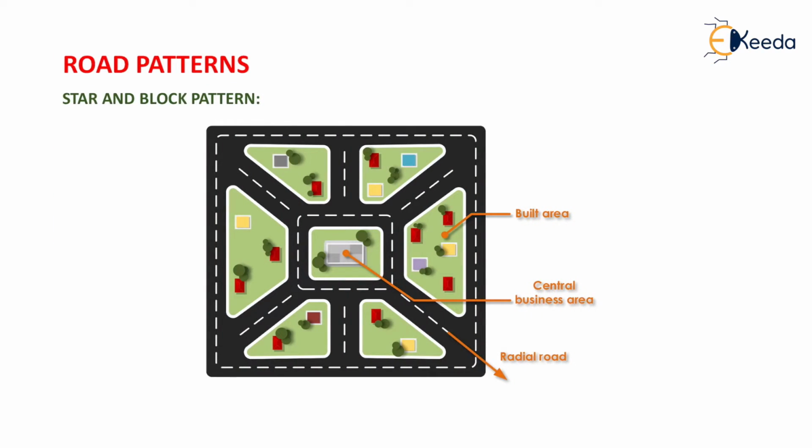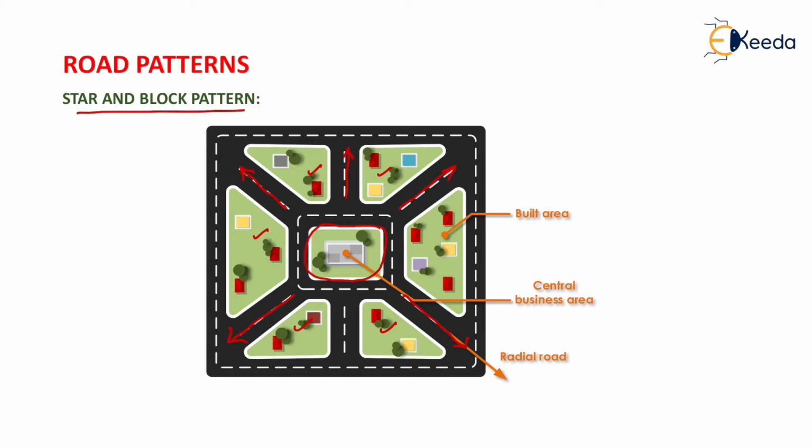Now the next pattern is the star and block pattern. Here we also keep the business area at the center, just like the previous one, and we construct the residential area near the central business area, and the direction of the roads is this one, that is the radial roads, which is shown here. That's why this type of pattern is generally known as star and block pattern, and here the network of road is generally the radial roads.